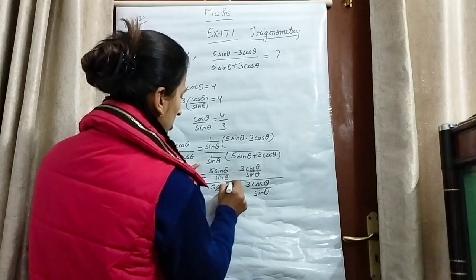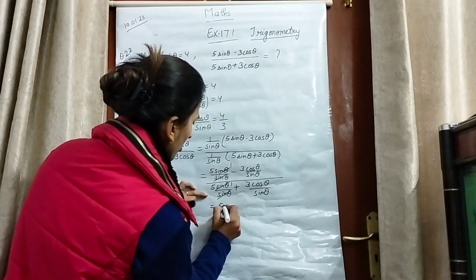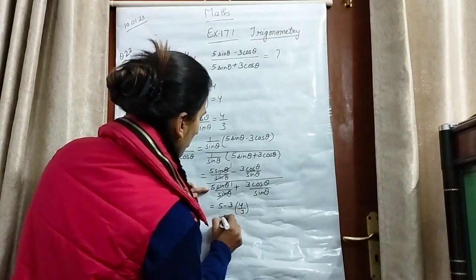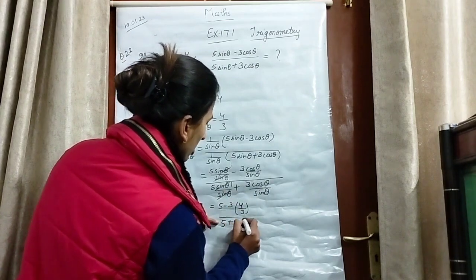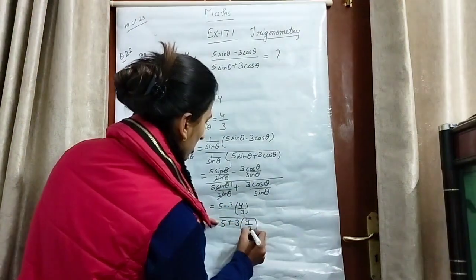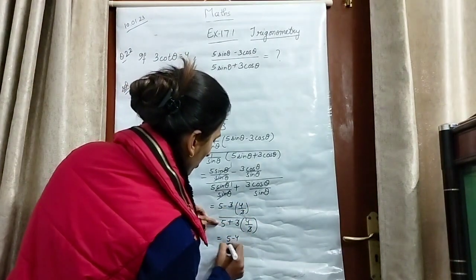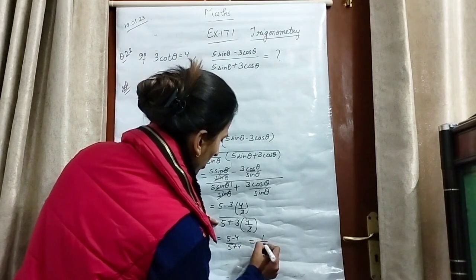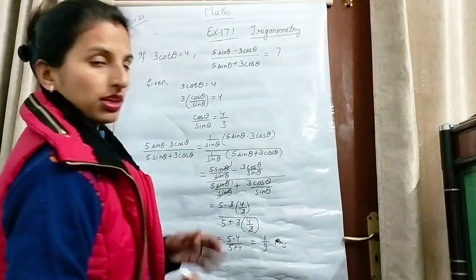Now sin theta will cancel each other. It's 1. 5 into 1 is 5 minus 3. Value of cos theta upon sin theta is 4 by 3. It is 5 into 1 is 5 and plus 3. Value of cos theta upon sin theta is again 4 by 3. So it is 5 minus 4 upon 5 plus 4. So the answer will be 1 by 9. This is the answer. Simple.